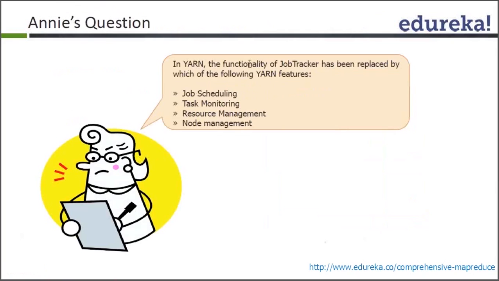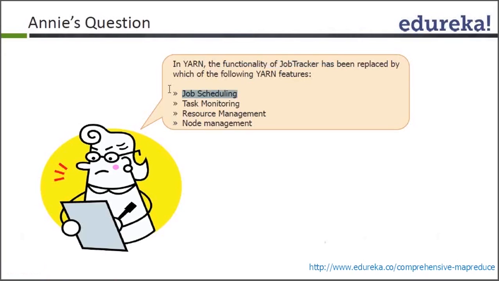The next question: in YARN, the functionality of the job tracker has been replaced by which of the following YARN features? So what are the two things where a job tracker had difficulty? The job tracker was taking care of the life cycle of your job, plus it was taking care of the resource management part of it. These are the two things a job tracker was doing. So this is more of a checkbox. There are two things. The functionality of the job tracker has been done by two phases over here.